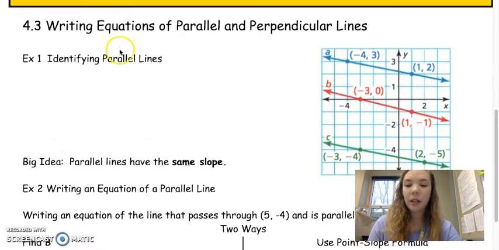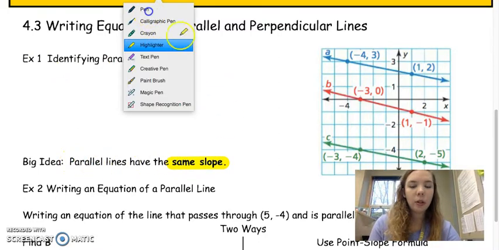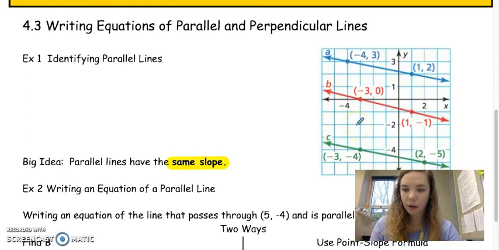All right, today we're going to talk about parallel and perpendicular lines. So first we're going to talk about identifying parallel lines. And down here, our big idea is that parallel lines have the same slope. So we're going to look at the slope of these three lines over here on the right.